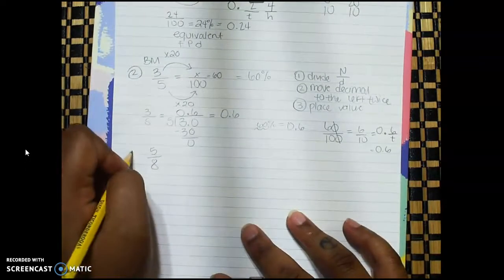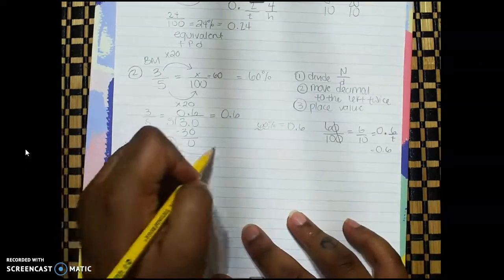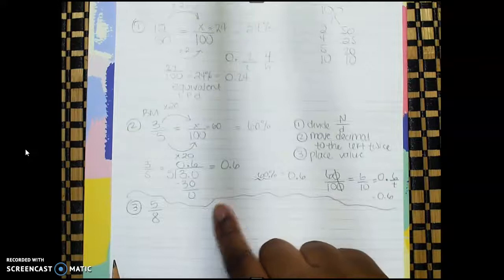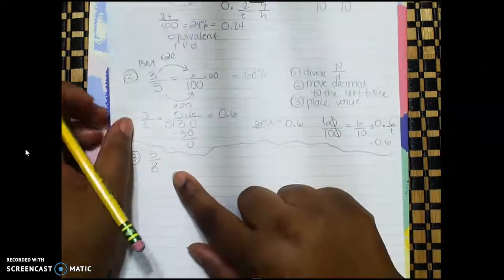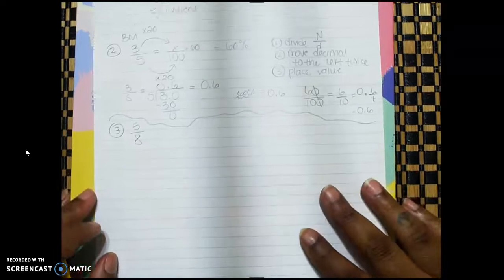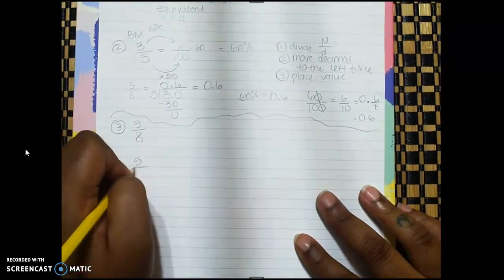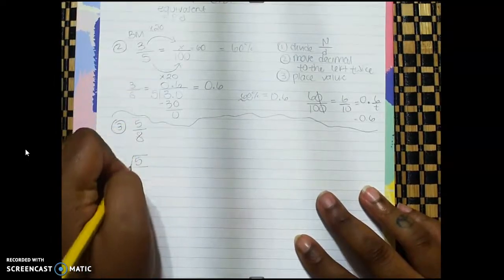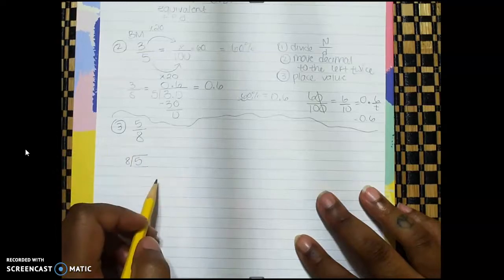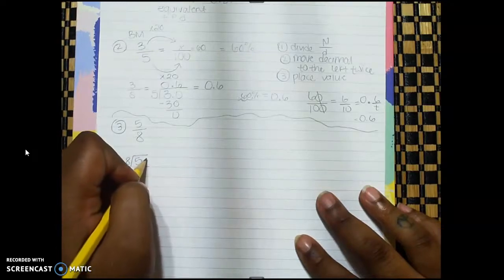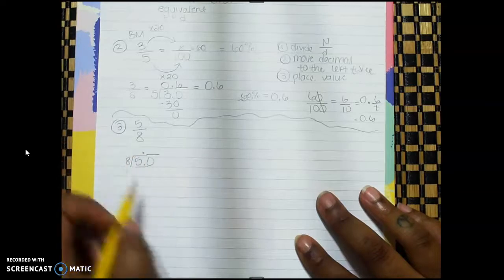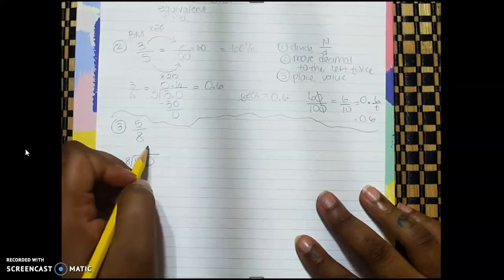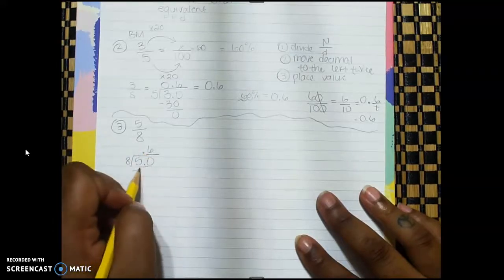Now my last one, number 3, 5/8. This one I cannot set up as a fraction over 100 because 8 is not a factor of 100. So what can I do? Well, 5 divided by 8. I'm going to take my fraction and turn it into a decimal first. 8 can't go into 5, so I'm going to add a decimal and a 0. I'm also going to put a decimal in my quotient. 8 can go into 50, 8 times 7 is too much, so 8 times 6 is 48.